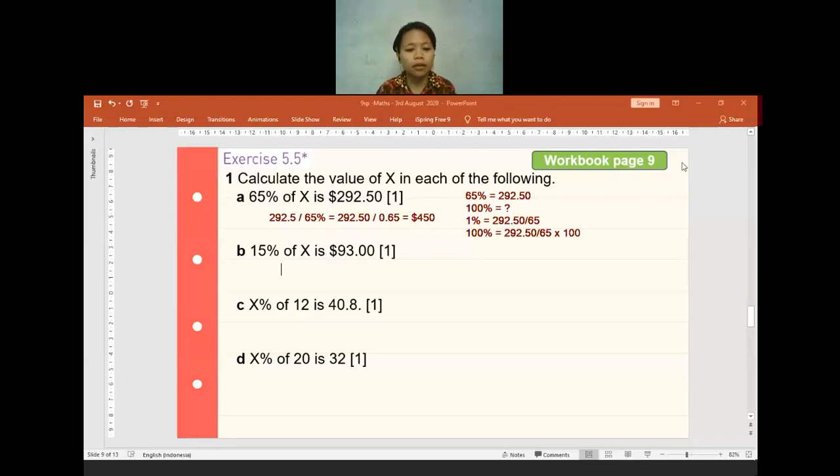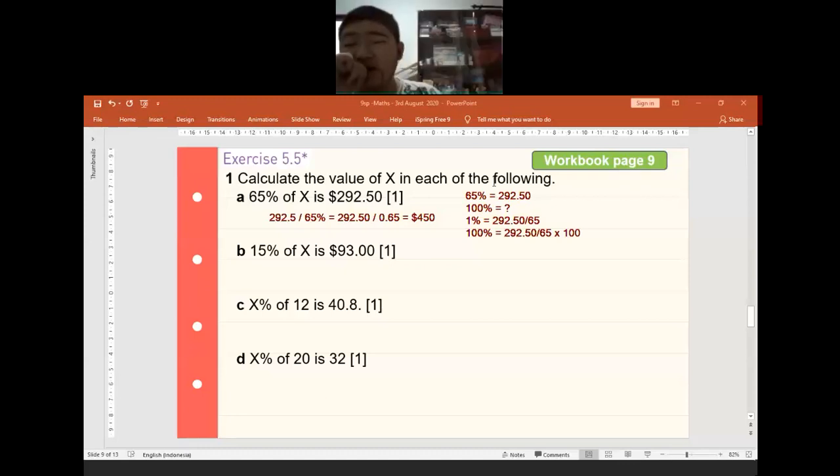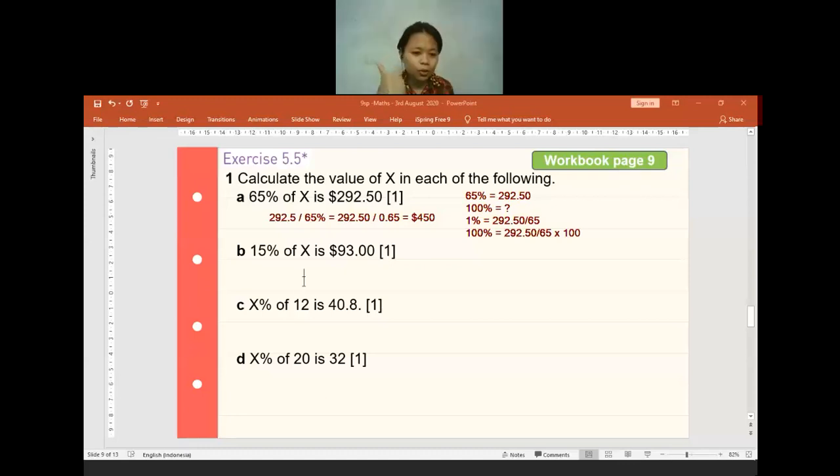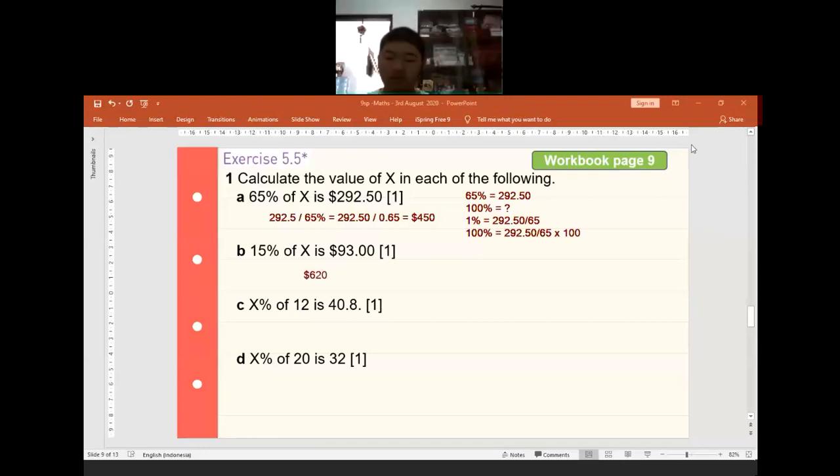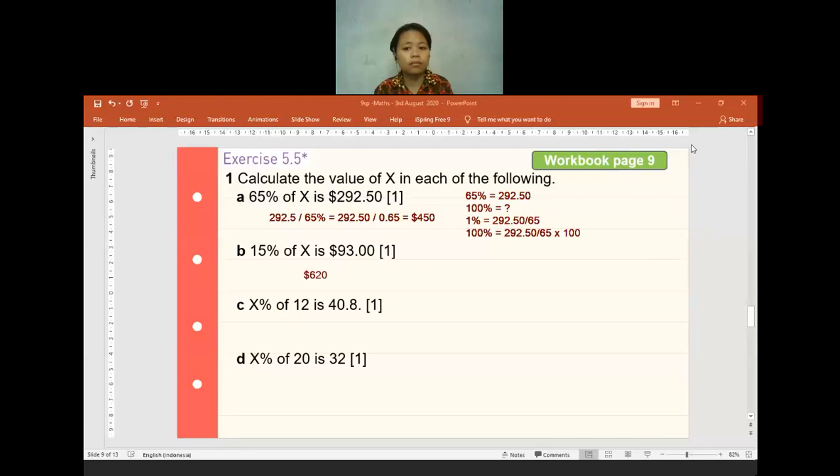Okay. 93 divided by 0.15 is 620. Good job. Is there anyone having any difficulties or still confused? If you have no confusion, I will move to question C.